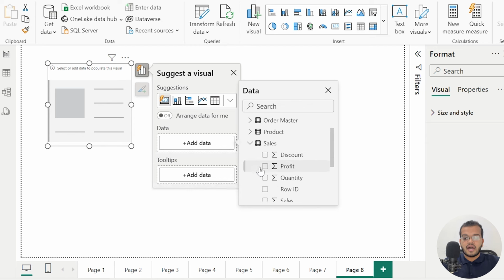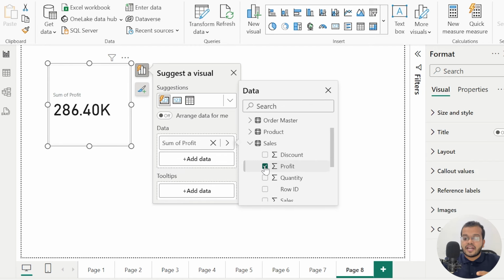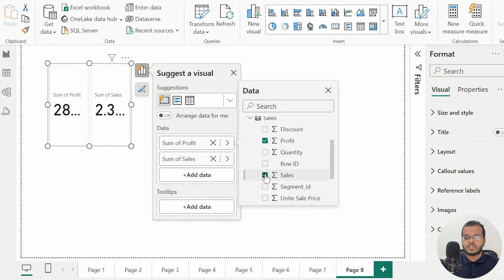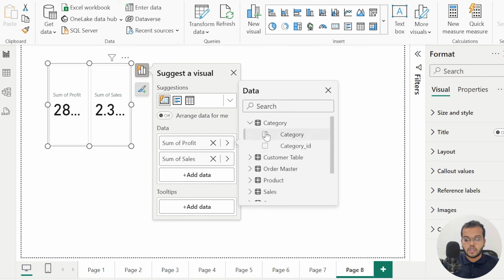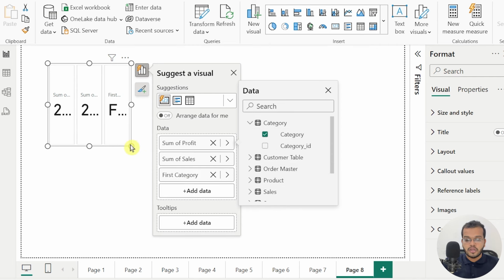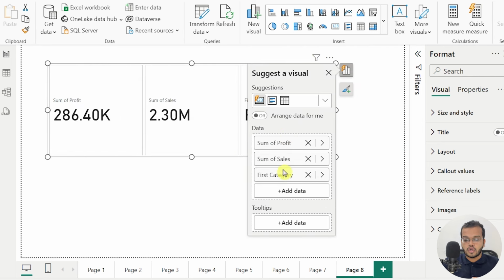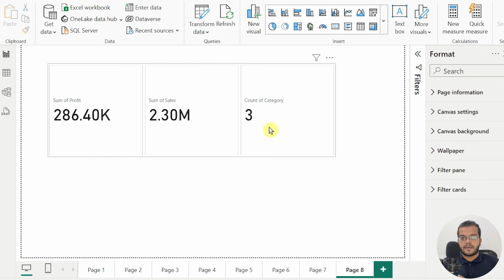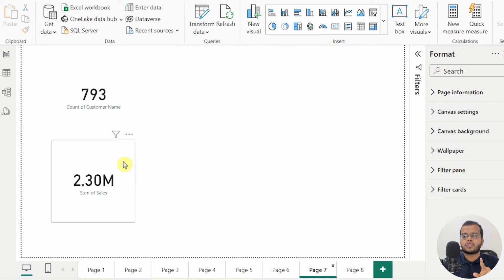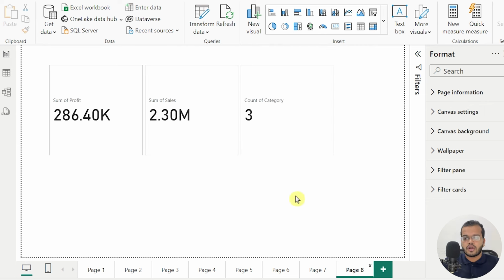I will add data. I will show how much profit I have got. I can even show how much sales I have got. So two pieces of information. I can even show my total categories or my first category. See here, very interesting, right? If I want to show my count of categories, so see this: sum of profit, sum of sales, count of category, right? So we can show three different pieces of information in one card chart, which is called the new card chart. But in the old card chart, we can show only one value, one key number. So this is the difference. I am loving this new card chart because we can show more than one piece of information in one card chart.